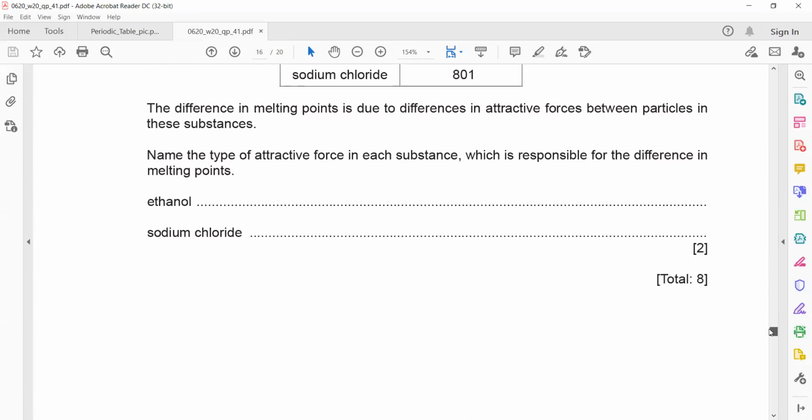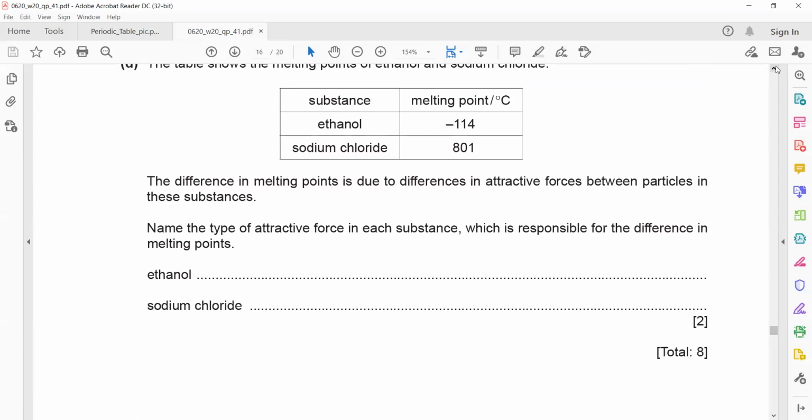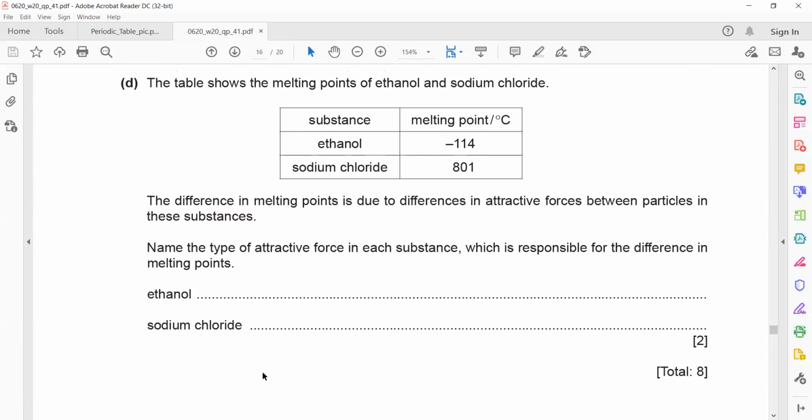So this is the last part. Look, the table shows the melting points of ethanol and sodium chloride. The difference in the melting point is due to attractive forces. Name the type of attractive force in each substance which is responsible for the difference. Ethanol is a simple covalent compound. So what kind of force is there? Not within the structure, but between the molecules.